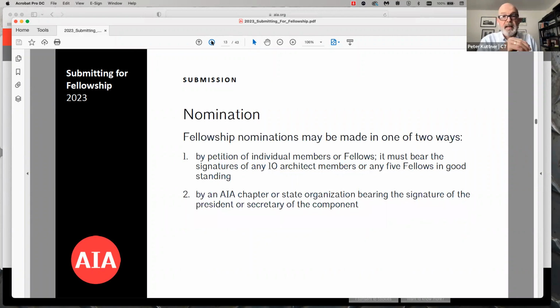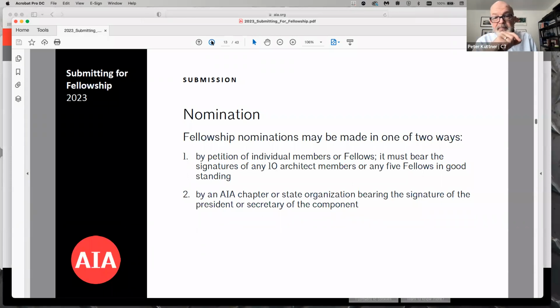So there's two ways to be nominated. And now I'm assuming everybody here is either nominated by the chapter or nominated by petition and hopefully plans to submit. But you can either get 10 architect members, 5 fellows, or have the chapter do it.